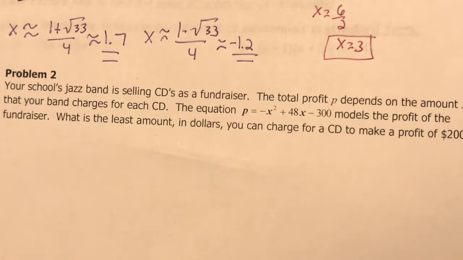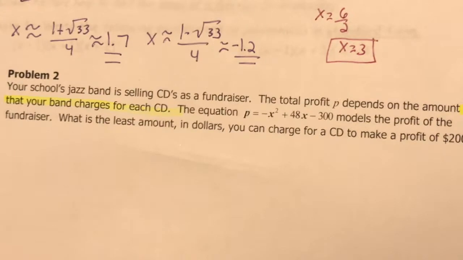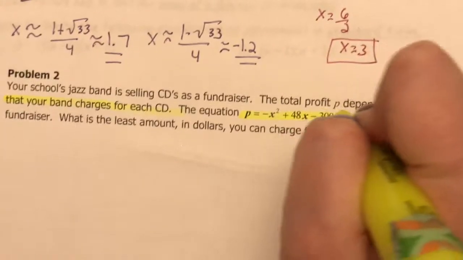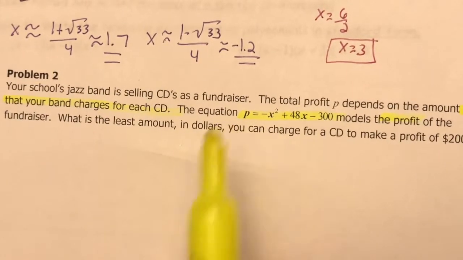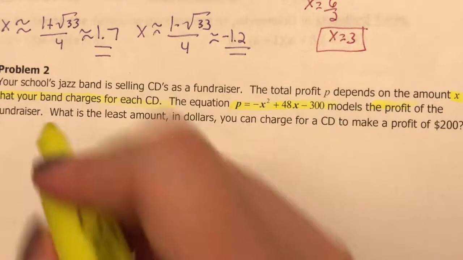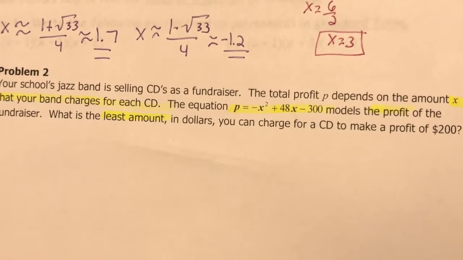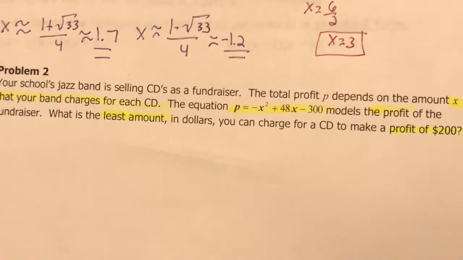Okay, so let's note some things. What does X represent? X represents the amount your band charges for the CD. And this function right here is the equation that models the profit. So X is the amount charged, P is your profit. And the question says, what is the least amount? So what is the lowest amount that you can charge in order to make a profit of $200?